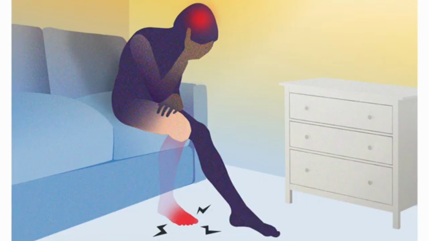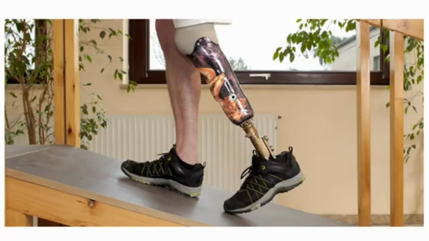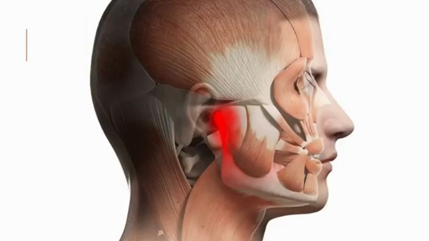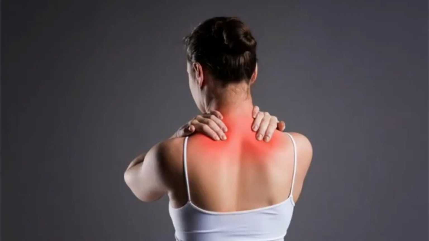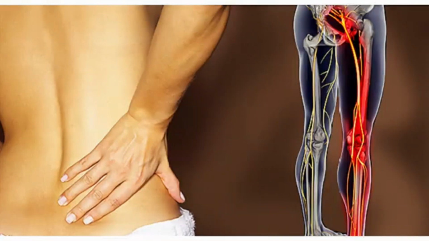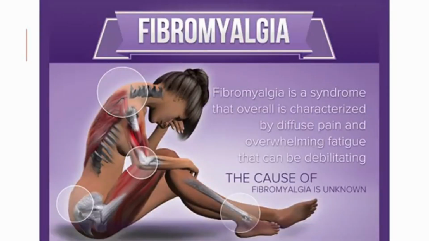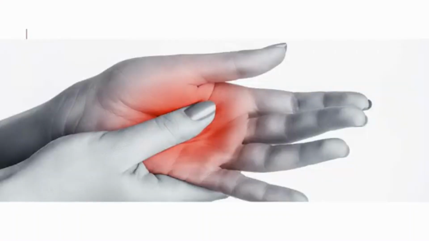phantom pain, complex regional pain, residual limb pain, trigeminal neuralgia, temporomandibular joint or TMJ pain, migraine headache, cluster headache, shingles, pain in the neck, shoulder, back, and lower back, sciatica, gout, plantar fasciitis, fibromyalgia, neuropathy, and paresthesia.